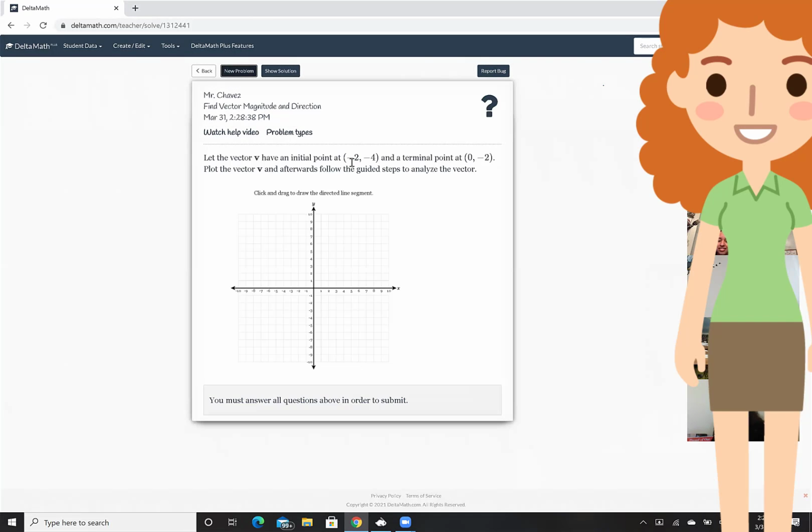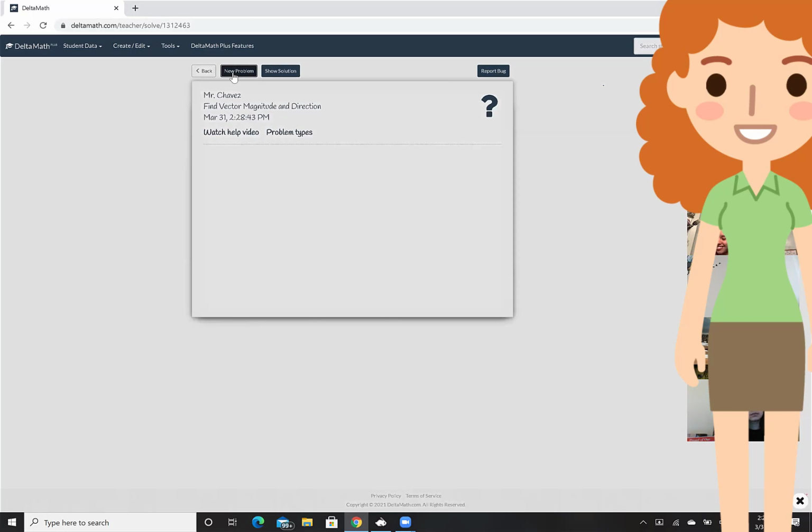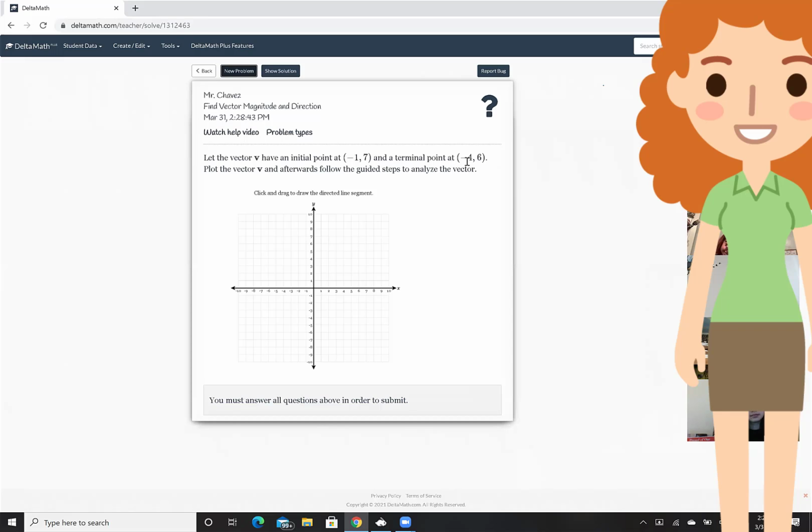Let me see. -2, 0, 4. No, that one's another perfect one. New problem. -1, 1, 2, 3, 7. Okay, this one's not perfect. Let's do this one. So it says, let the vector v have an initial point of -1, 7. So go to -1, 7 point, and then go to -4, 6. -4.